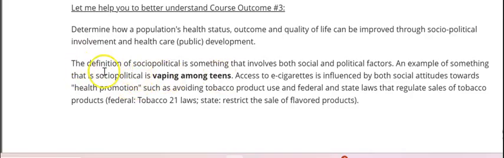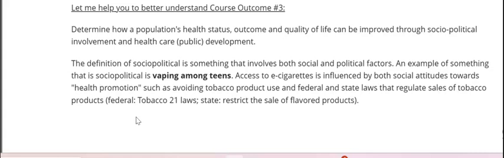But how do I know it's socio-political? So here is the information. Access to e-cigarettes is influenced by both social attitudes towards health promotion, such as the attitudes that teens may have about avoiding tobacco product use, and it's also based on federal and state laws, because we have federal and state laws that regulate sales of tobacco products. For instance, we have a federal law.